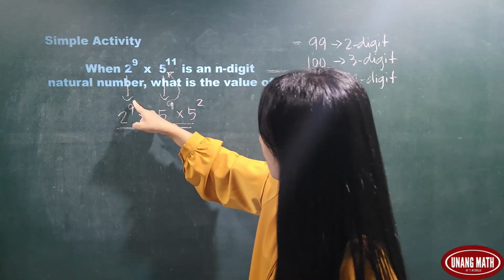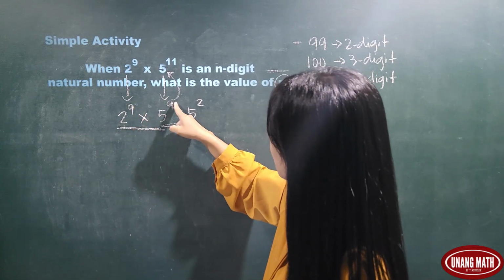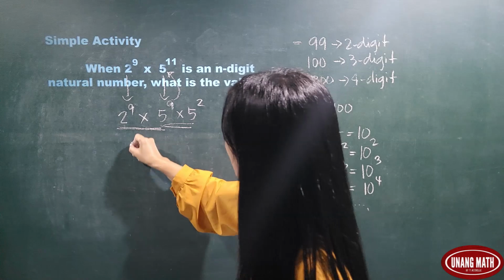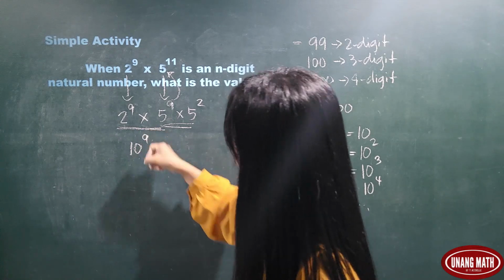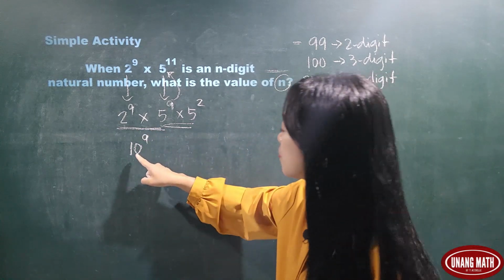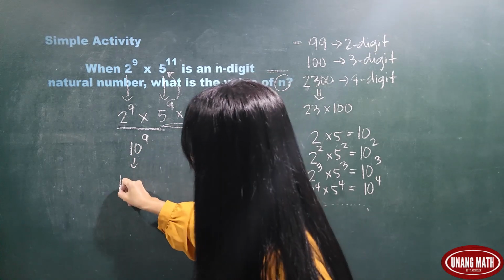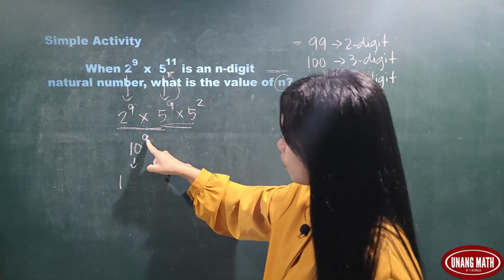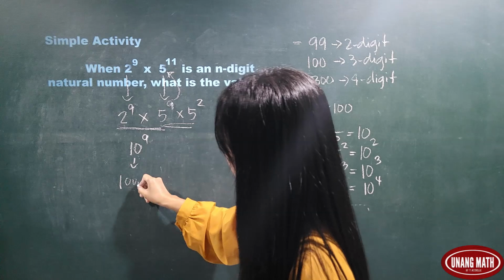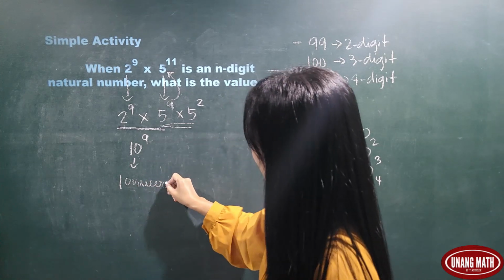For 2 raised to the power of 9 times 5 raised to the power of 9, this is equal to 10 raised to the power of 9. This means 1 and then how many zeros? 9 zeros. So 1, 2, 3, 4, 5, 6, 7, 8, 9.